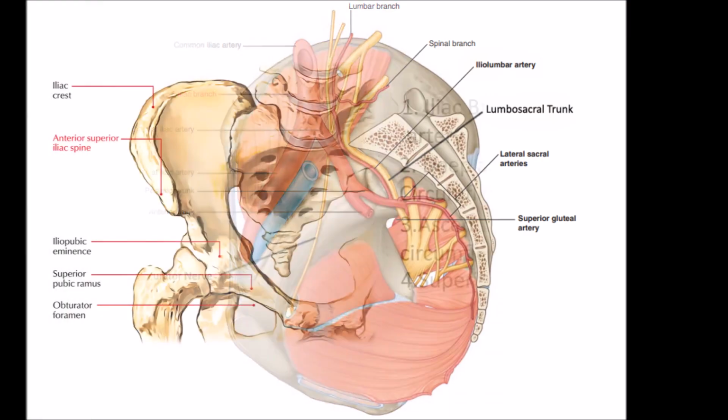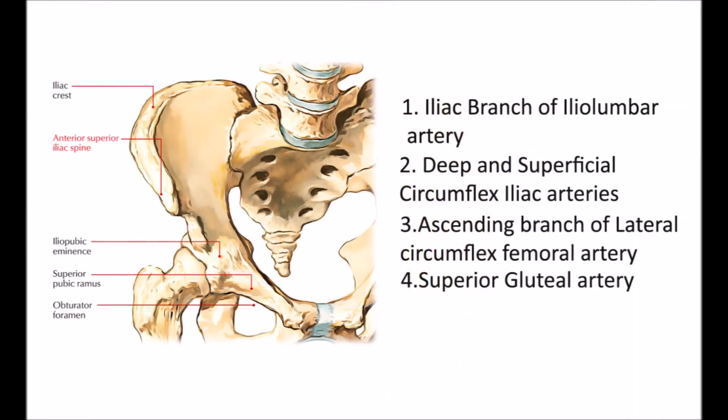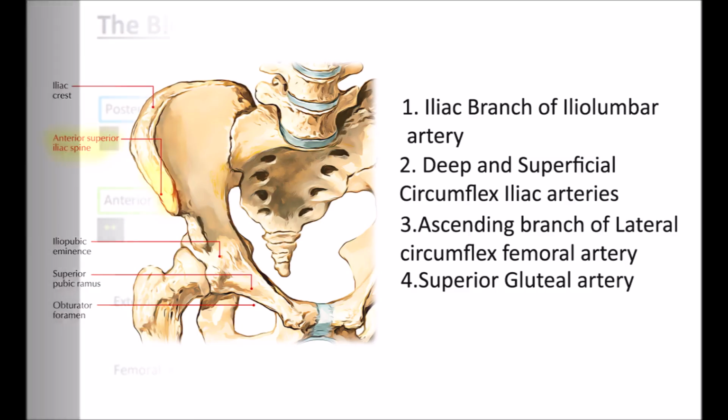It also forms an anastomosis around the anterior superior iliac spine. This is an important point to remember. It forms the anastomosis with the deep and superficial circumflex iliac arteries, the ascending branch of the lateral circumflex femoral artery, and the superior gluteal artery.